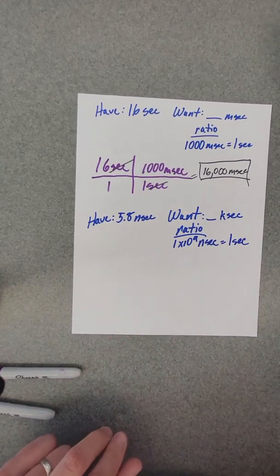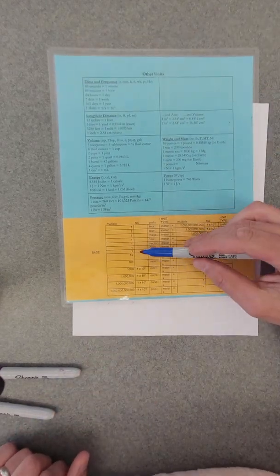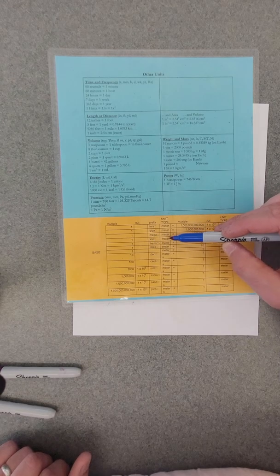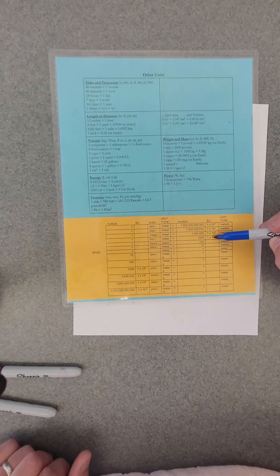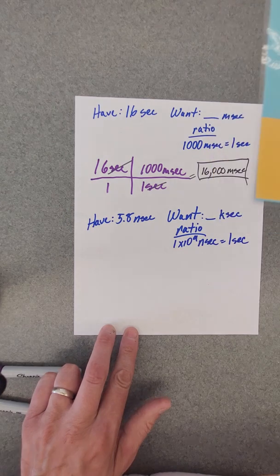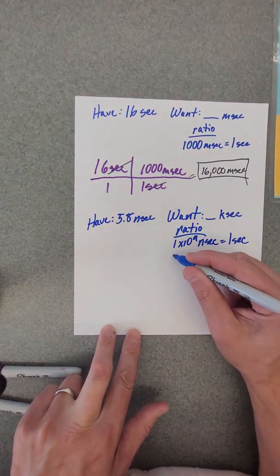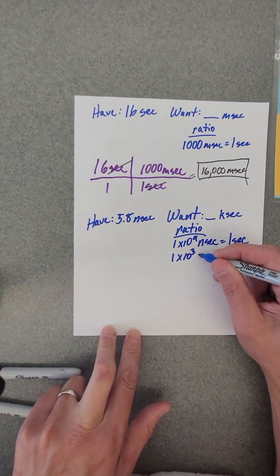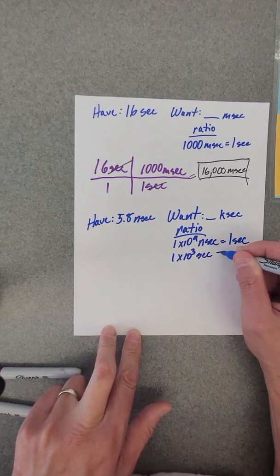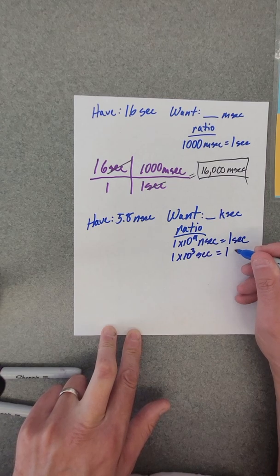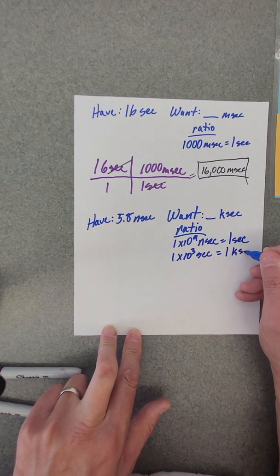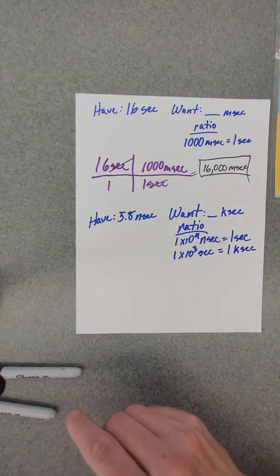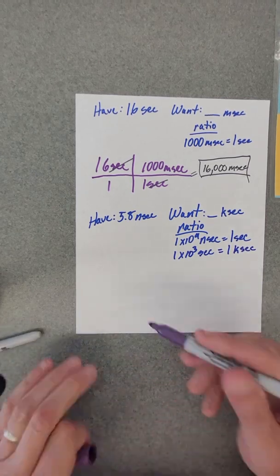And then I'm going to use this chart again, but this time I'm going to go above the base. Base is right here, and I see kilos up here, and I see 1 kilosecond is equal to 1,000, or 1 times 10 to the 3. I'm going to use that. So I'm going to go 1 times 10 to the 3rd, and that's going to be the number of seconds is equal to 1 kilosecond. So this is going to require 2 columns in addition to the given, and I'm going to put that in here.